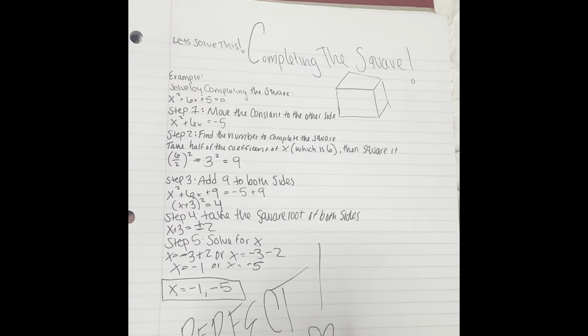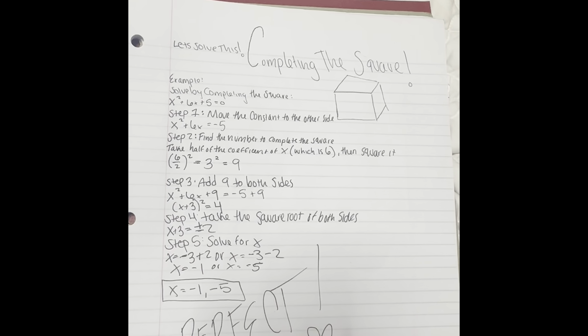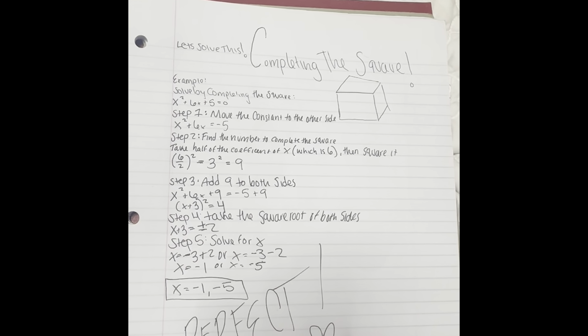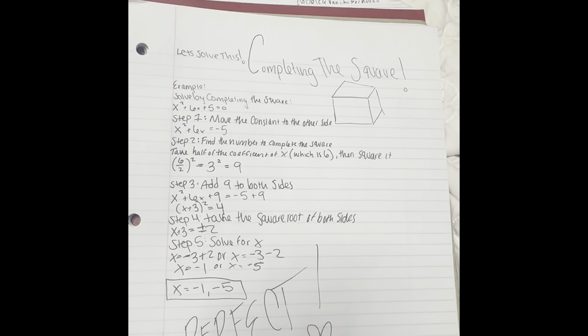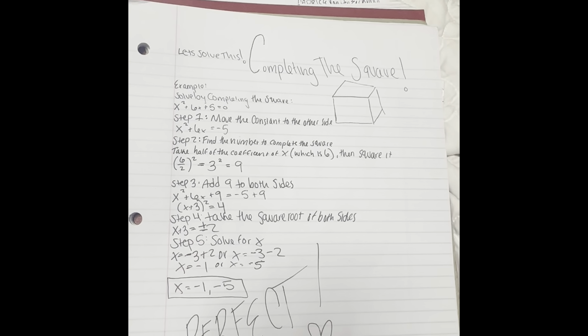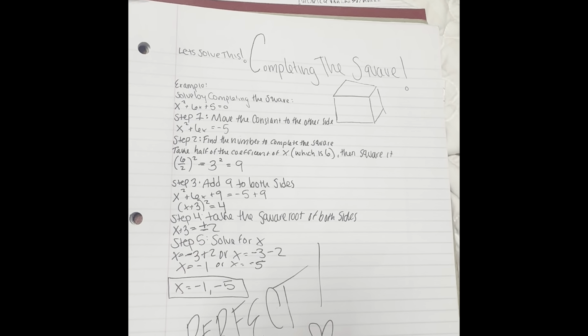Okay, let's solve the quadratic equation x squared plus 6x plus 5 equals 0. Step 1 is to move the constant term to the other side, which gives us x squared plus 6x equals negative 5. Step 2 is to take half of the coefficient of x, half of 6 is 3, and then square it. 3 squared is 9. Step 3 is to add 9 to both sides.